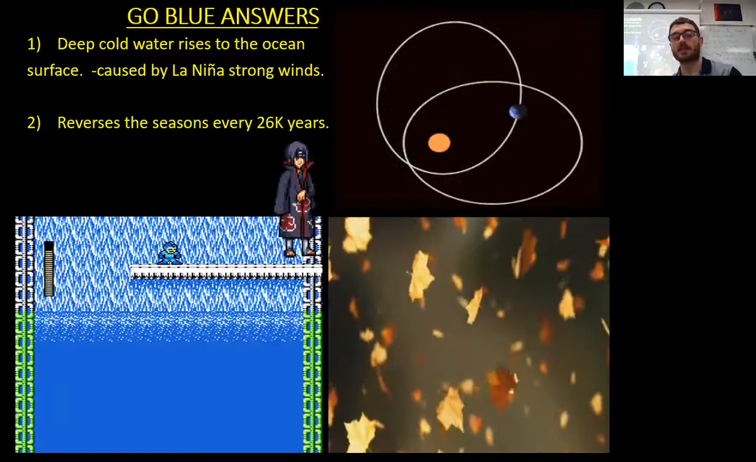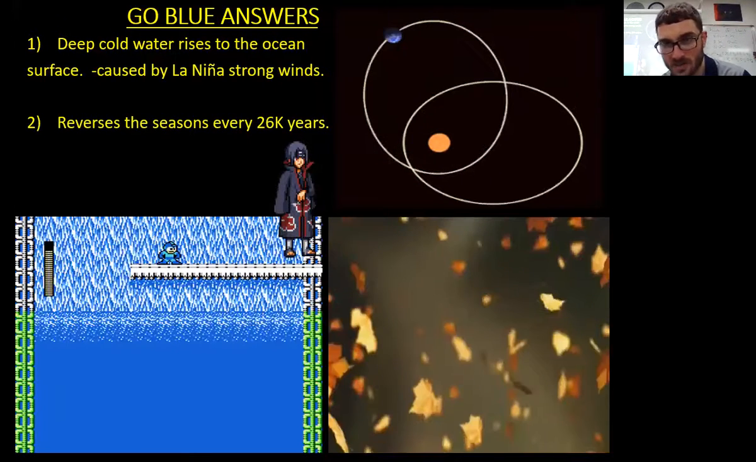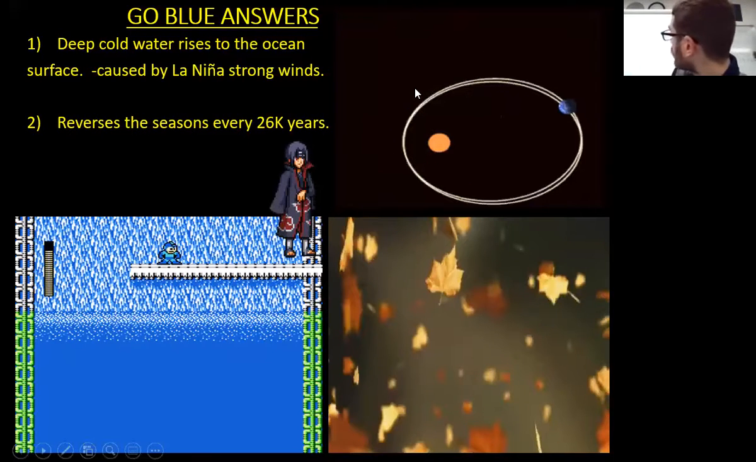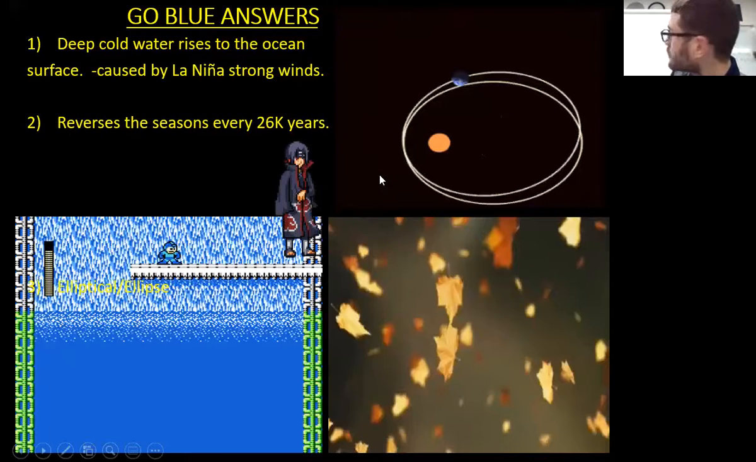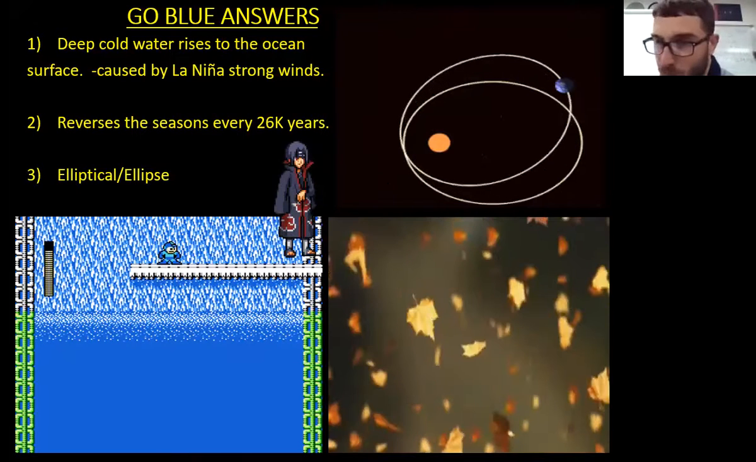And then lastly, we need to know what is the shape of the Earth's orbit around the sun. It is not going to be an oval or a circle. It's going to be, this is called an ellipse. We call that an elliptical or an ellipse. Keep that in mind.